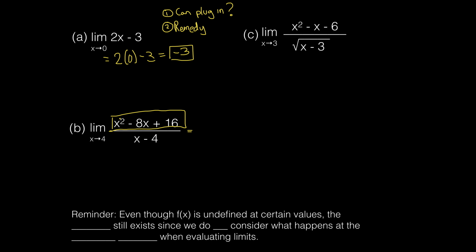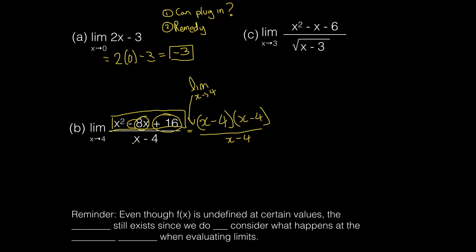So right over here, we see that if we pick two numbers that add to equal negative 8 and multiply to equal positive 16, those would be negative 4 and negative 4. So x minus 4 times x minus 4 over x minus 4. And this is technically the limit as x approaches 4 of.